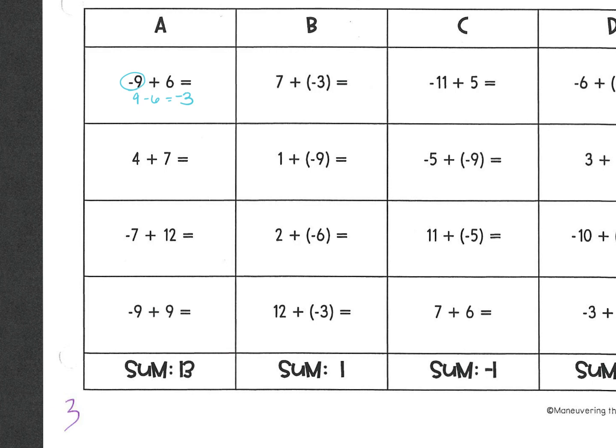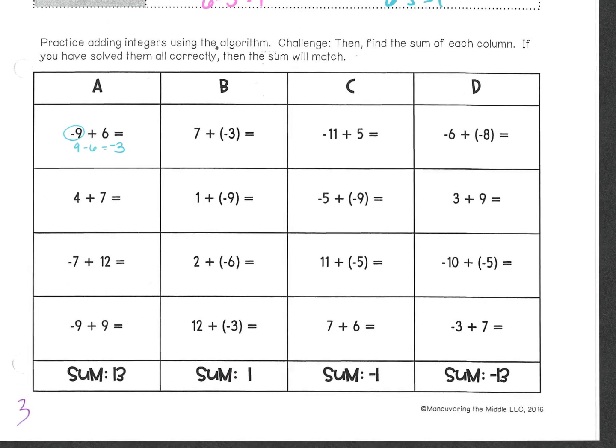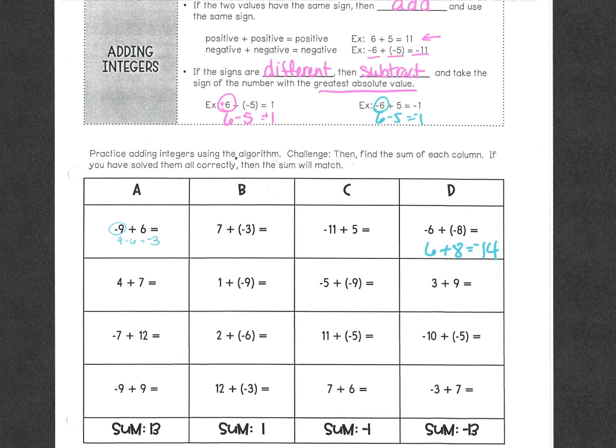Okay? All right, so you'll do each of these. Just remember, if they're both negative, I'm going to take 6 plus 8 here, which is 14. Since it's negative 6, I owe 6, I owe 8, I owe $14. So they become negative. All right, so that is adding integers.